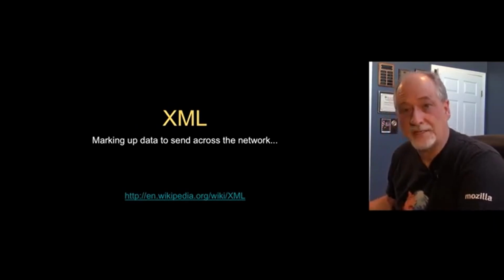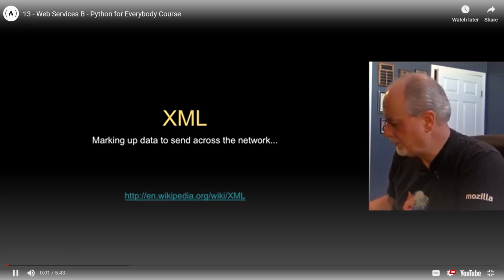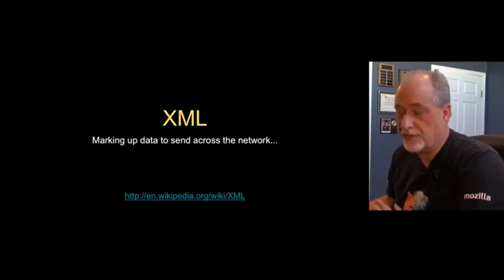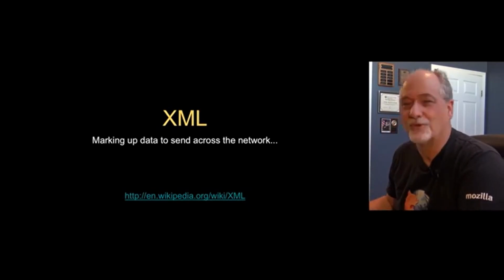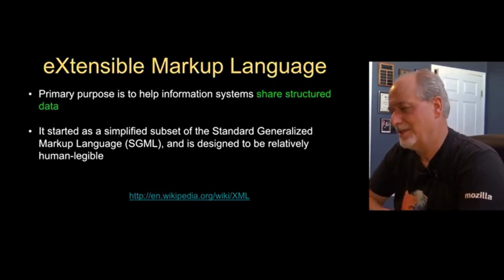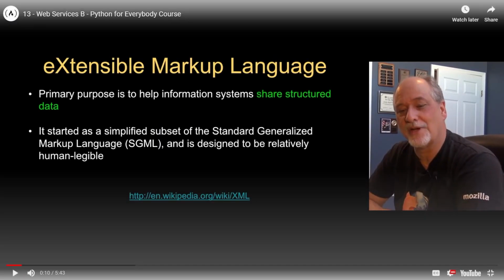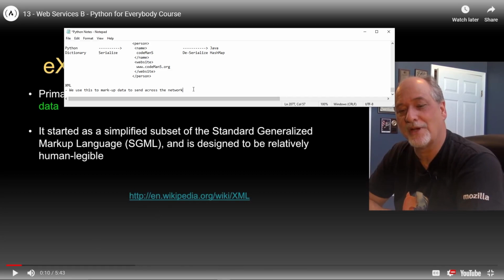So one of the two ways that we mark up data is XML, the other JSON. First, we'll talk about XML. We'll talk about XML for a longer time than we talk about JSON. XML stands for Extensible Markup Language. Let's write this down.